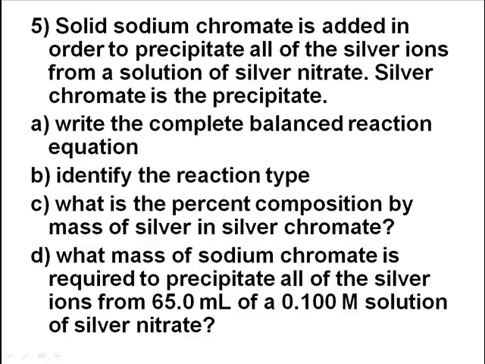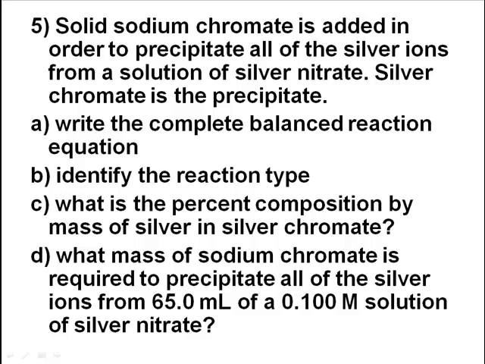You've got solid sodium carbonate. It is added in order to precipitate all of the silver ions from a solution of silver nitrate. Some of you said, okay, we got sodium chromate added to silver. Unfortunately, that's not what's going on. What's happening, though, is the sodium chromate is being added to a solution that contains silver ions, silver nitrate. Silver chromate is the precipitate, so we know that should be the product and should be a solid as well.